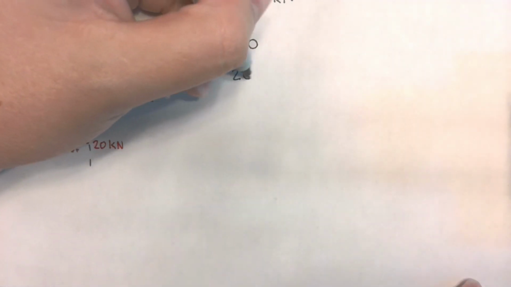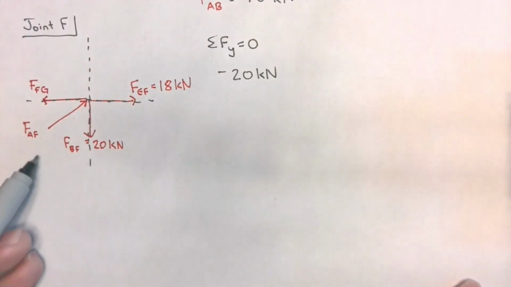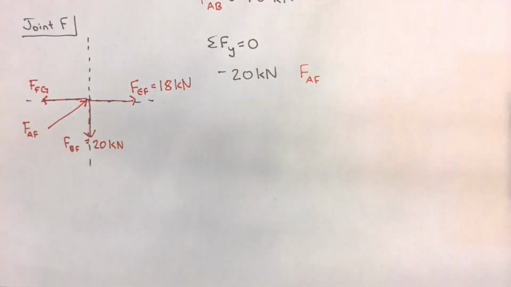So we have x, we have y, and if we want to solve without getting more than one unknown, I'm going to start with my sum of forces in the y direction, because I have one known and one unknown. So sum of forces in the y direction equals 0. I have a 20 kilonewton force in the negative y direction. And then I have the y component of this unknown force AF in the positive y direction. I have my force AF.